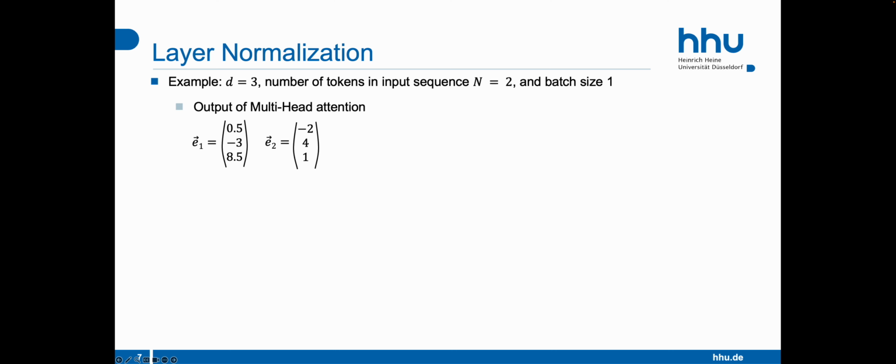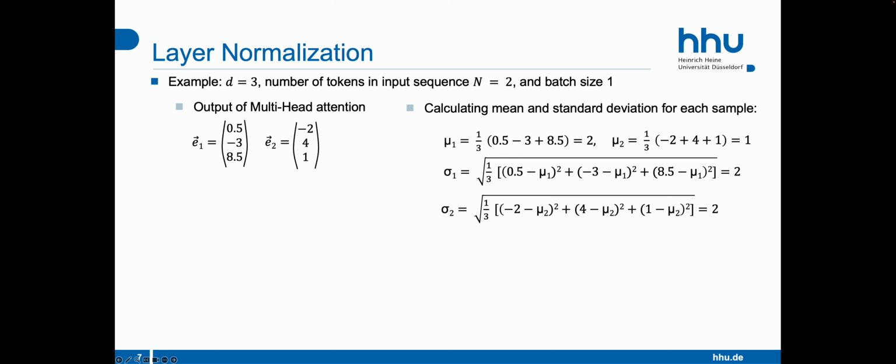We can now normalize each of those vectors by calculating the mean and the standard deviation of both vectors separately. So we see the first vector has a mean of 2, the second vector has a mean of 1. And the first vector has a standard deviation of approximately 2, and the second vector has also a standard deviation of approximately 2.